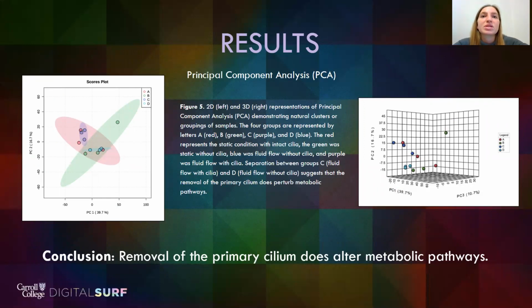So we used principal component analysis to visualize any variation between the 2 cohorts. There ended up being a slight separation detected between group C, which was fluid flow with cilia, and group D, which was fluid flow without cilia. So this basically tells us that the removal of the primary cilium does indeed alter metabolic pathways.